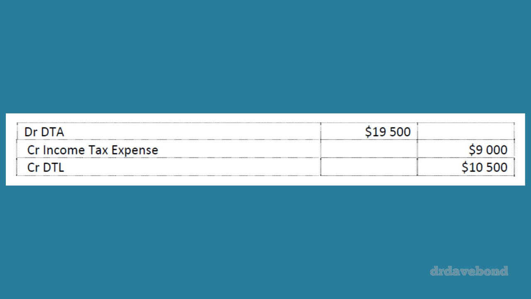Debit DTA 9,000, credit income tax expense 9,000. So you could have what's up here, or you could just net those two out and have debit DTA 9,000, credit income tax expense 9,000. The tax expense impact is still the same. We're just not showing the two amounts at their gross figures, we're just netting them off.